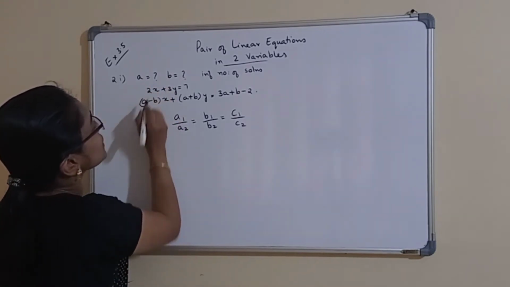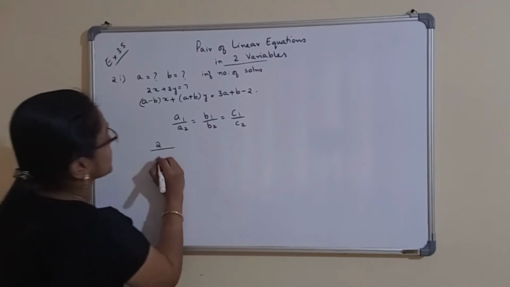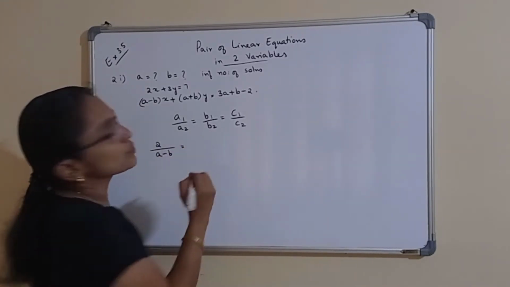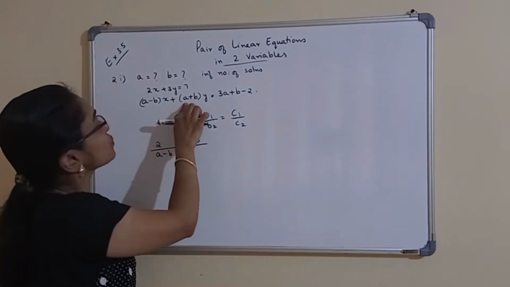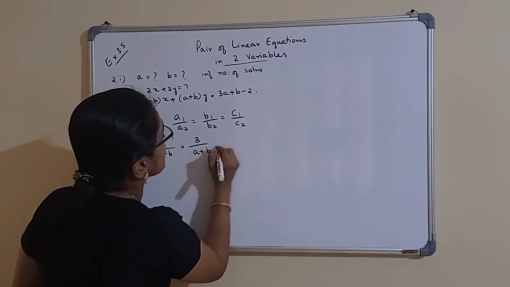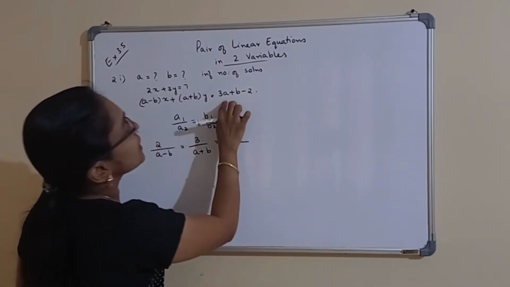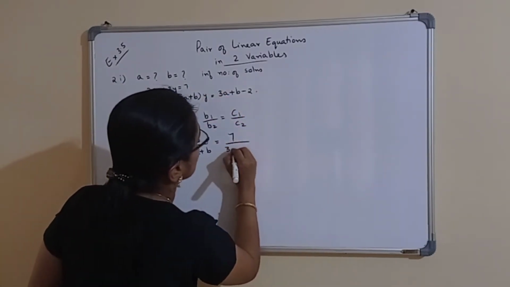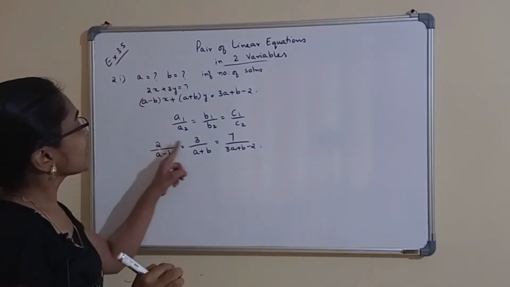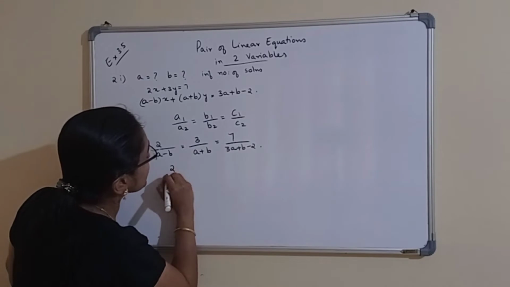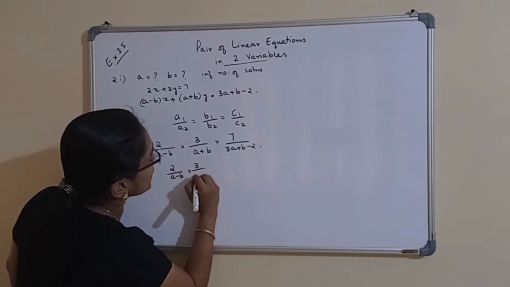So here, what is a1 here? 2. And what is a2? a minus b. b1? What is b1 here? 3. What is b2 here? a plus b. C1 is 7, and c2 is 3a plus b minus 2. Okay, now we can equate this. 2 by a minus b is equal to 3 by a plus b.